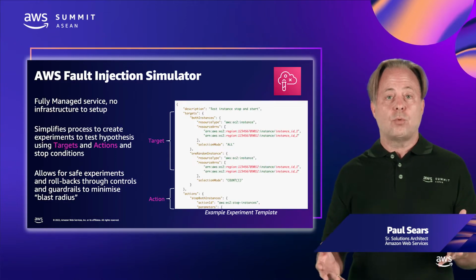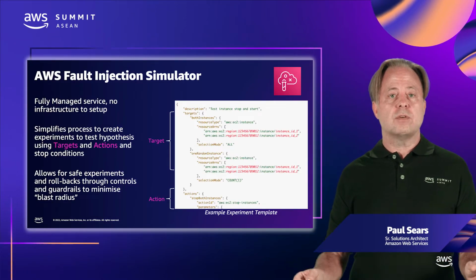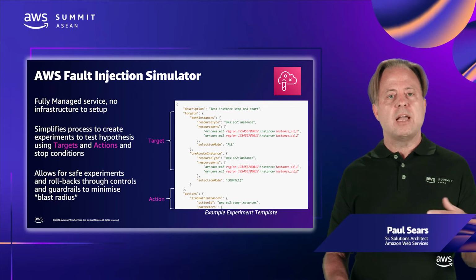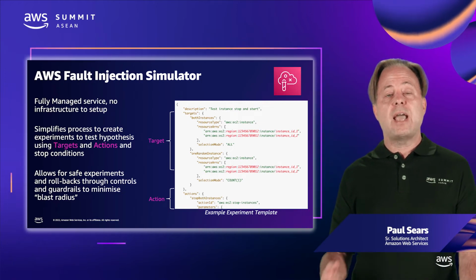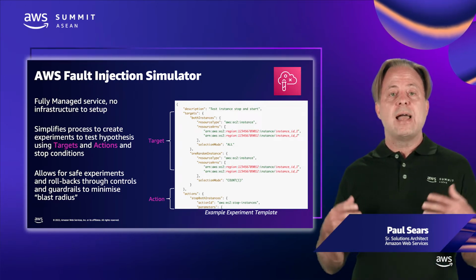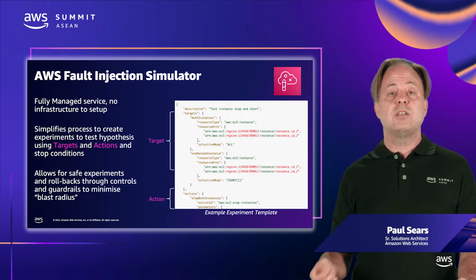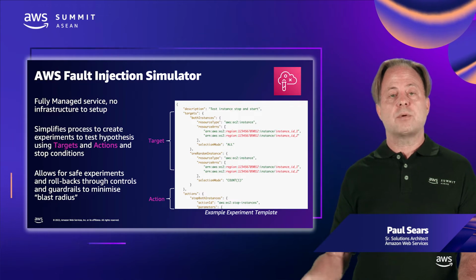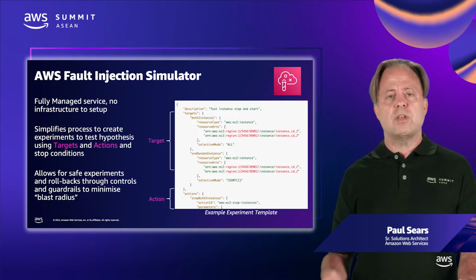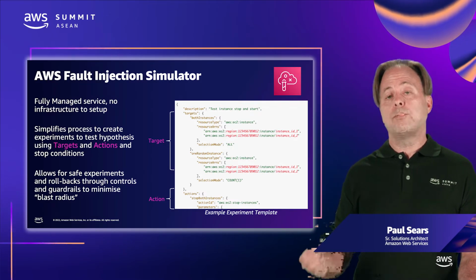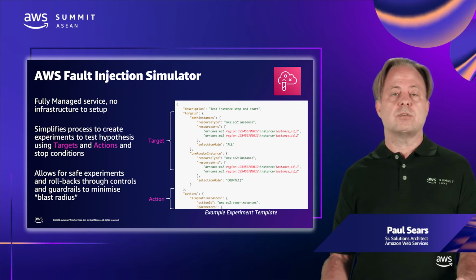In late 2020, AWS announced a new service, AWS Fault Injection Simulator, a fully managed service designed around chaos engineering experiments. As a managed service, you can quickly create experiments by selecting targets, actions, and stop conditions through the AWS FIS console without having to deploy and maintain any infrastructure.